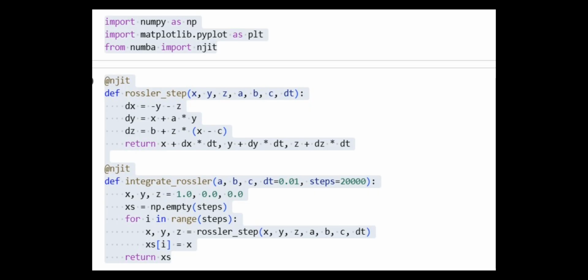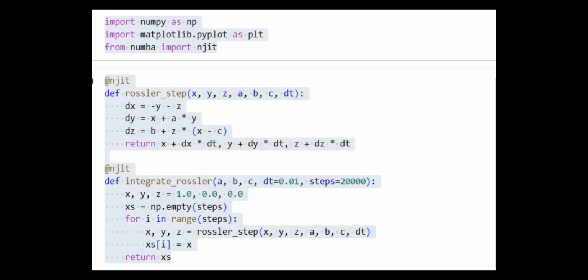So now let's have a look at the code which generates the bifurcation diagram of the Rössler system. We start by importing the basic tools we need. Here NumPy handles all the numerical computations and arrays. Matplotlib will take care of plotting the bifurcation diagram, and then from Numba we import njit, which allows us to compile Python functions for massive speedups.